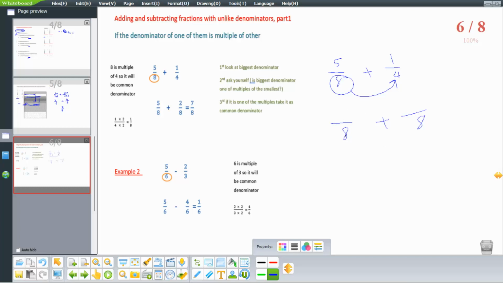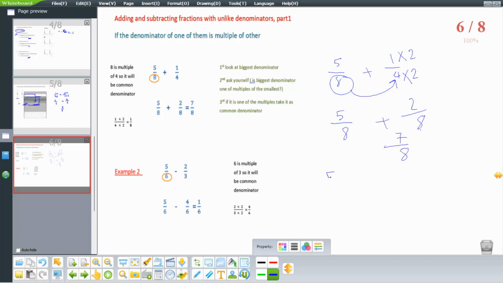We know that here 8 and here 8, so the same numerator. Here 4 and here 8. So 4 times which number to be 8? Times 2, and 1 times the same number, times 2. So here it will be 7 over 8.